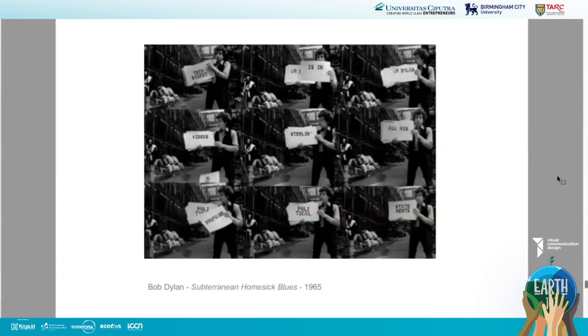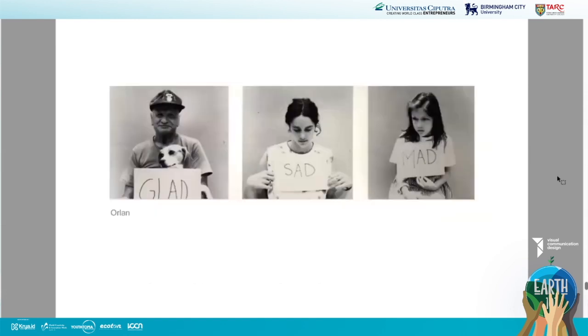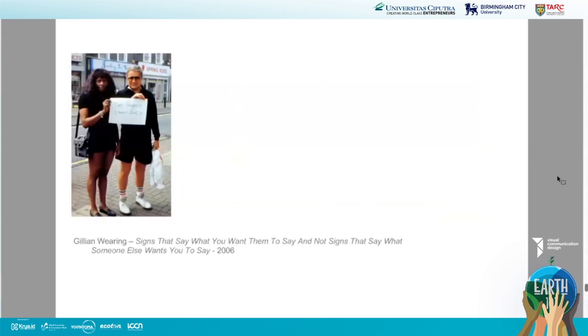Nearly finished. So this is Bob Dylan, and he's producing this piece. It's a piece of moving image for one of his songs, Subterranean Homesick Blues, and he's literally just throwing it away. That idea is then reused by people like Orlan. We saw her earlier in a different format, where she gives people a piece of paper, a pen, and says, write how you feel on this, and she photographs them. So the man with the dog is glad, the woman in the middle is sad, and the girl at the end is mad. Interesting approach.